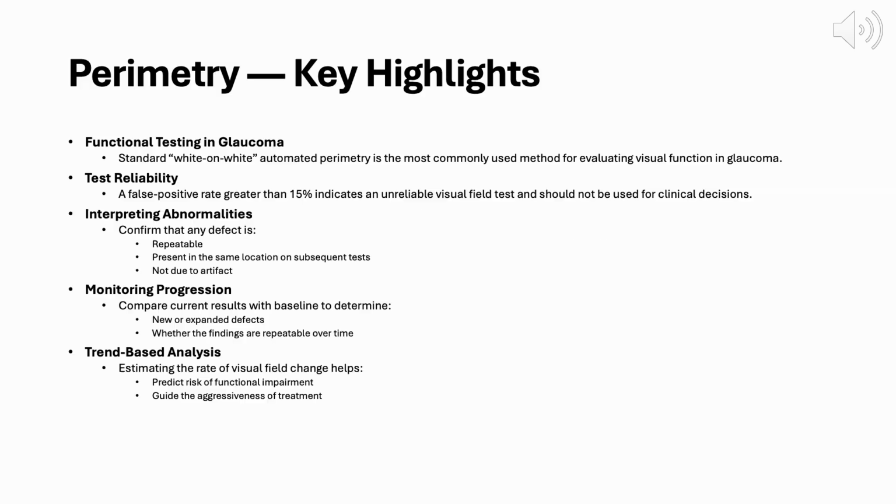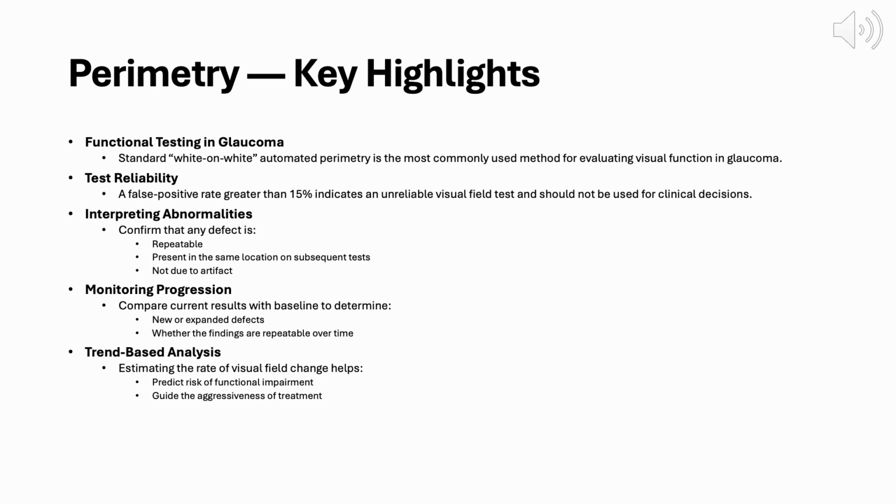Let's get started. Now, let's go over the key highlights of perimetry in glaucoma care. First, functional testing. The standard method used is white-on-white automated perimetry. This is the most commonly employed approach to assess visual function in glaucoma patients, as it provides a reliable way to detect and monitor visual field defects over time.